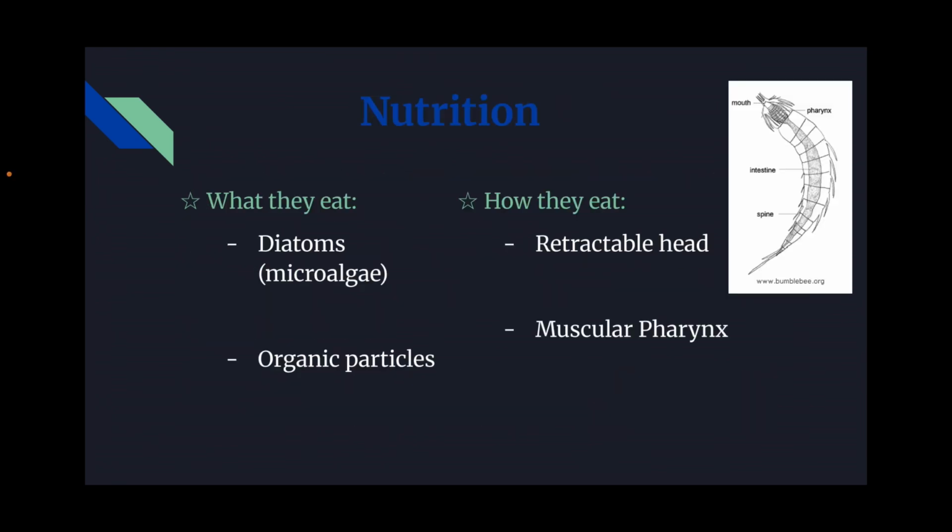So, their nutrition. Mud dragons mainly eat diatoms, which are just microscopic algae, and they also eat organic particles from decayed plants and microorganisms. They collect food using their retractable head and the scalids around its mouth. And once the food is inside, the muscular pharynx is used to move the food particles into the gut for digestion.